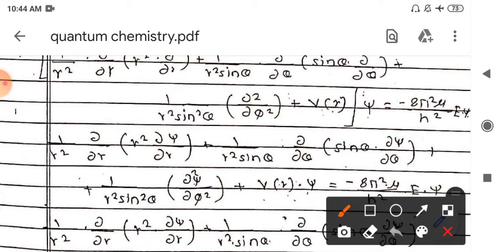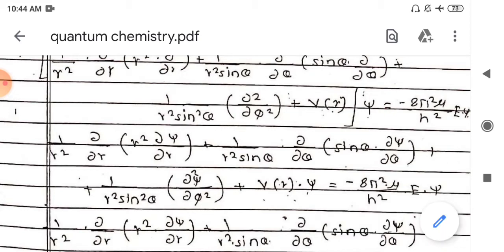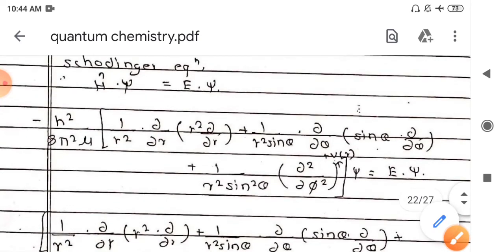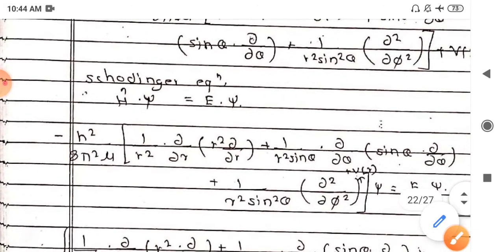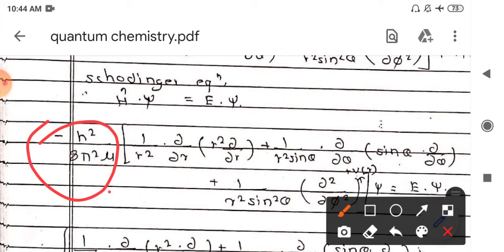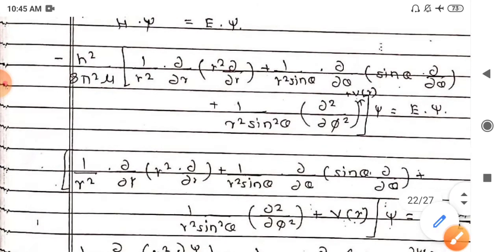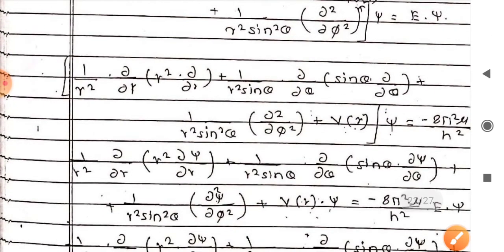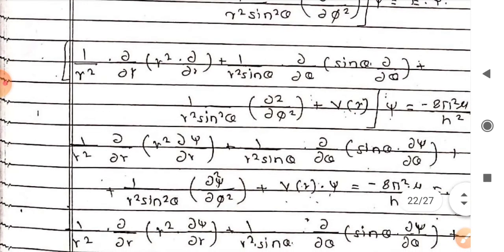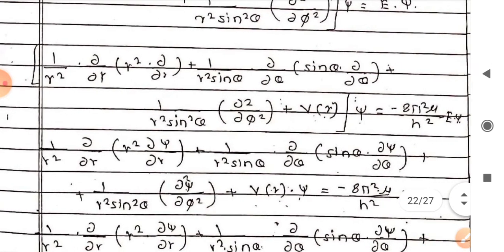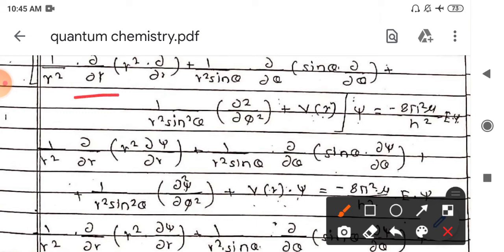So the first simplification step is that we take the h square term to the right hand side. This term can be moved to the right hand side because this energy term is again a constant. So the overall equation changes to: 1 upon r square ∂/∂r square, into the theta equation term, and the last one the phi equation term, equals minus 8 pi square mu upon h square into E psi.